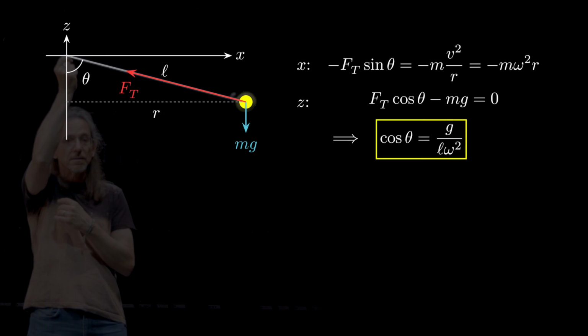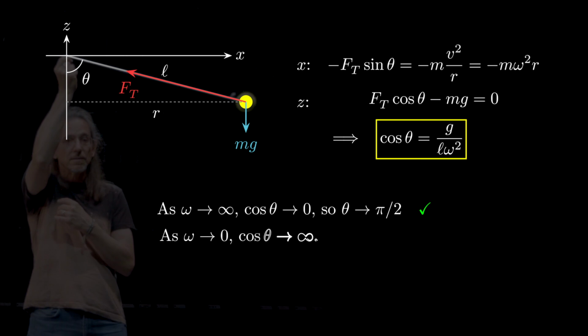To see if our solution makes sense, let's consider some limiting cases. As omega gets large, the cosine term must approach 0, which means the ball twirls around in a horizontal plane, exactly as we'd expect. But what happens when omega goes to 0? Now the right side of our equation goes to infinity, whereas we know the cosine function is bounded by 1. Thus, the only way to have a solution is for the right side to be less than or equal to 1.